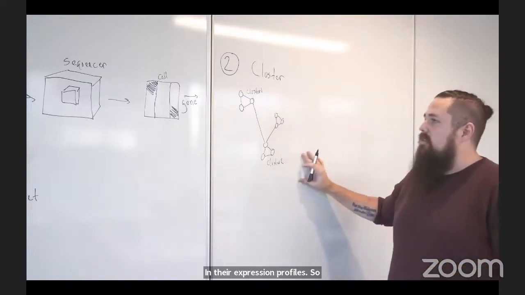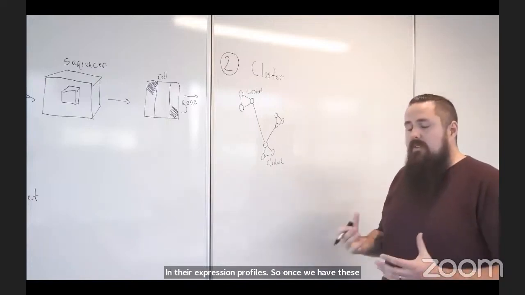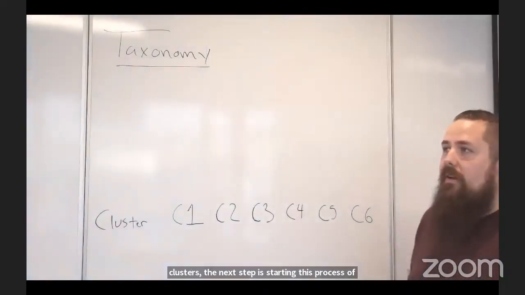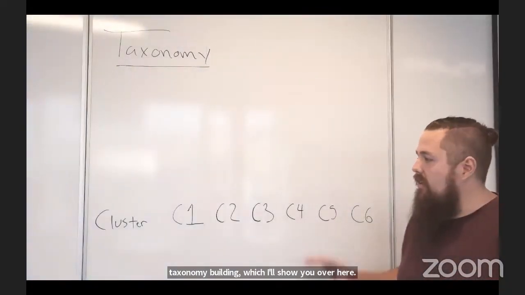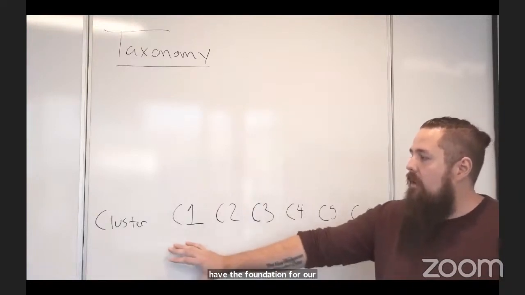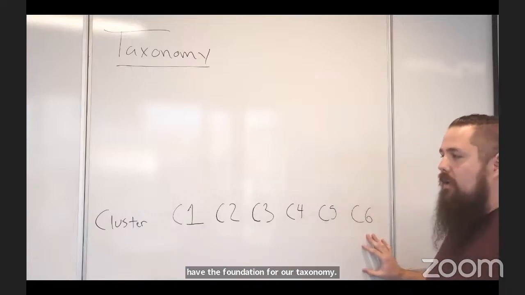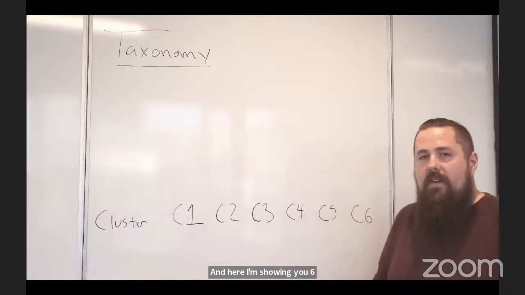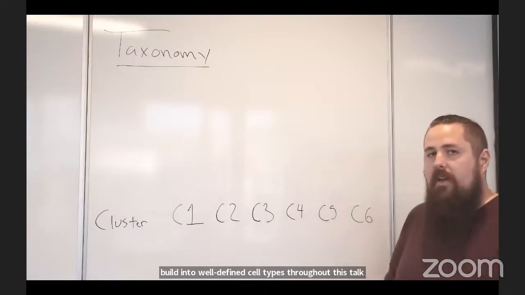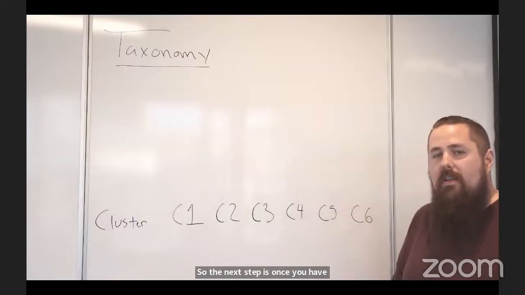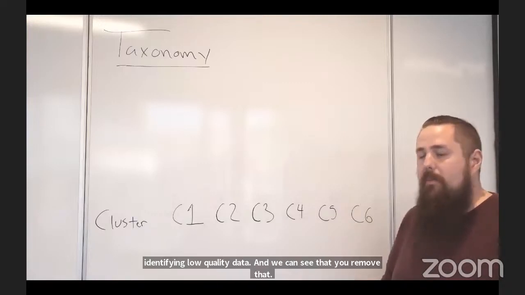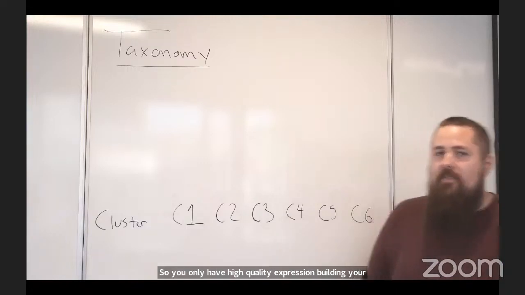So once we have these clusters, the next step is starting this process of taxonomy building, which I'll show you over here. With our clusters or communities of cells defined, we have the foundation for our taxonomy. Here I'm showing you 6 clusters that we're going to build into well-defined cell types throughout this talk. The next step, once you have clusters, is identifying low-quality data and removing it so you only have high-quality expression building your taxonomy going forward. I'll talk about that next.